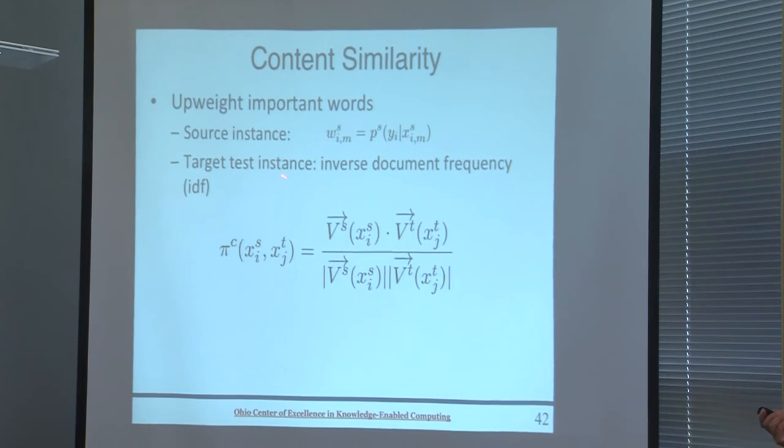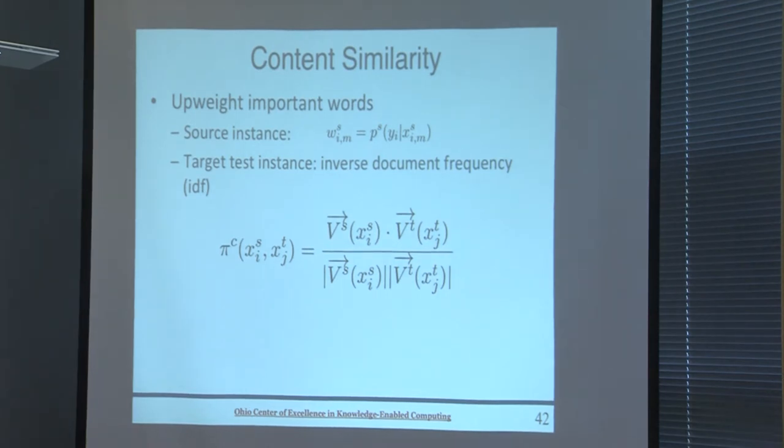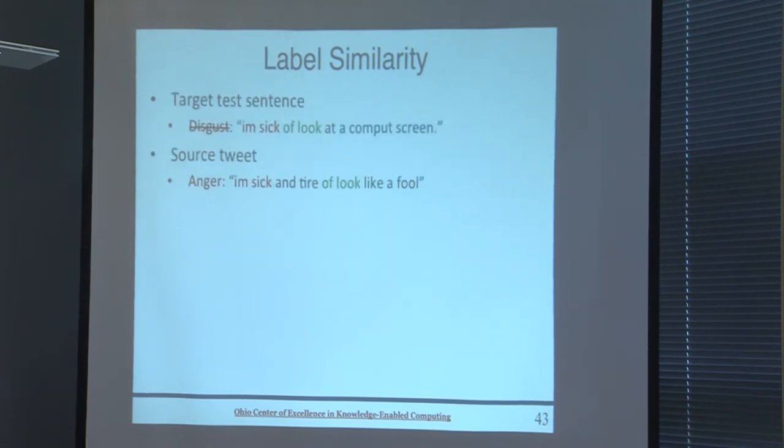For the target test instance, because I don't know what the label is, I cannot apply this conditional probability. So instead, I apply the IDF, because it's just one sentence or one tweet. That is why I just assume the TF part would be one. So that is the assumption. That is how I calculate the content similarity part. Now let's move towards the label similarity part. For the label similarity, again, because this is a target domain test sentence, I actually don't know what this label is, right?